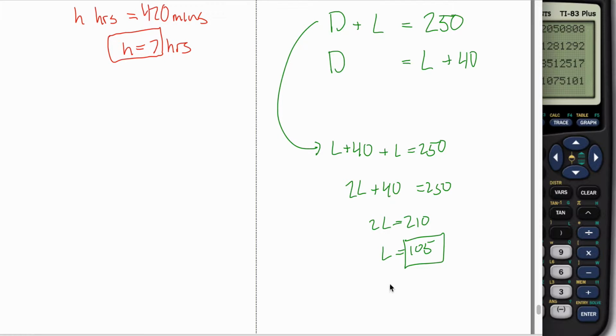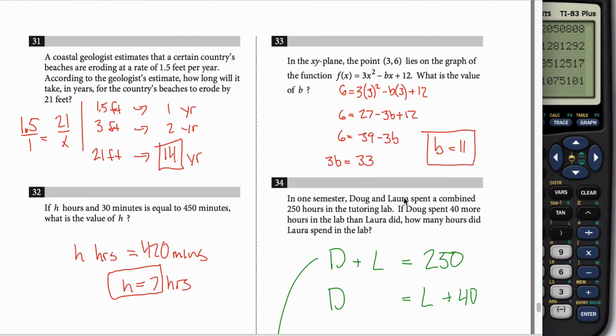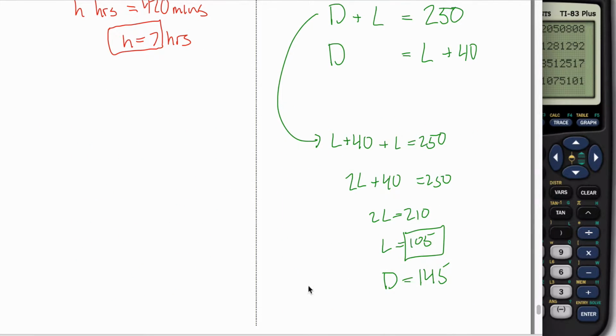If you're not confident in your answer, figure out how many Doug spent. Well, he spent 40 more than Laura. He spent 145. Does that check out? If you add up those two numbers, do you get the 250 total? Yep, you sure do. Cool, so we're feeling good about that answer.